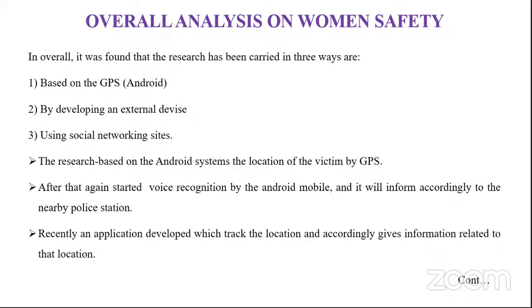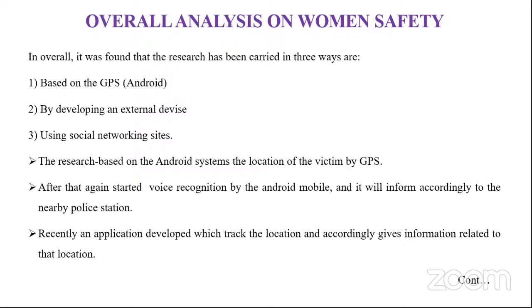And the overall analysis on women safety. Although much research has been done in this area on women safety, I found that it has been carried out in three ways. These are: one, Android; and by developing external devices; and also using social networking sites. The research based on Android systems uses the location of the victim by GPS, and then voice recognition by the Android mobile, and it informs the nearby police station accordingly.